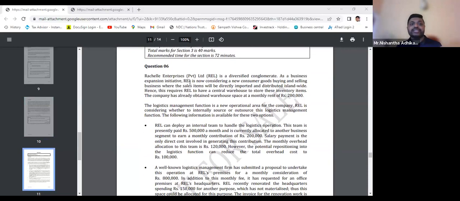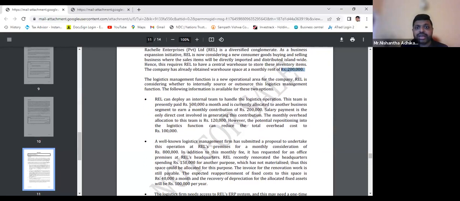Question number 6. Rochelle Enterprises Private Limited, REL, is a diversified conglomerate. As a business expansion, REL is now considering a new consumer goods buying and selling business where the sales items will be directly imported and distributed island-wide. Hence, this requires REL to have a central warehouse to store these inventory items. The company has already obtained warehouse space at a monthly rent of 200,000. The logistic management function is a new operation area.